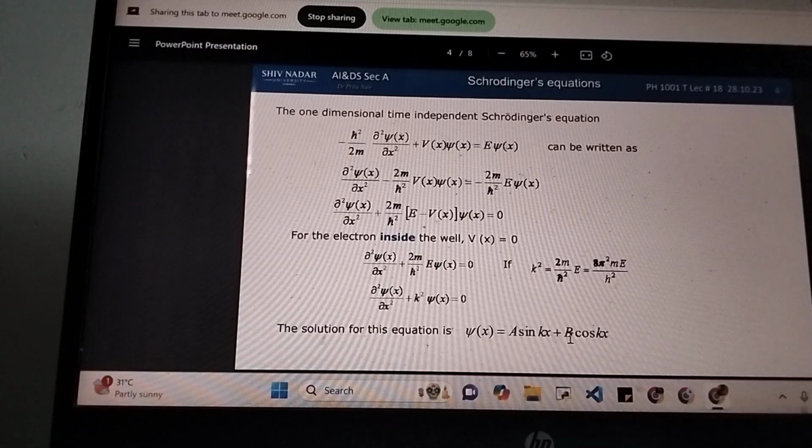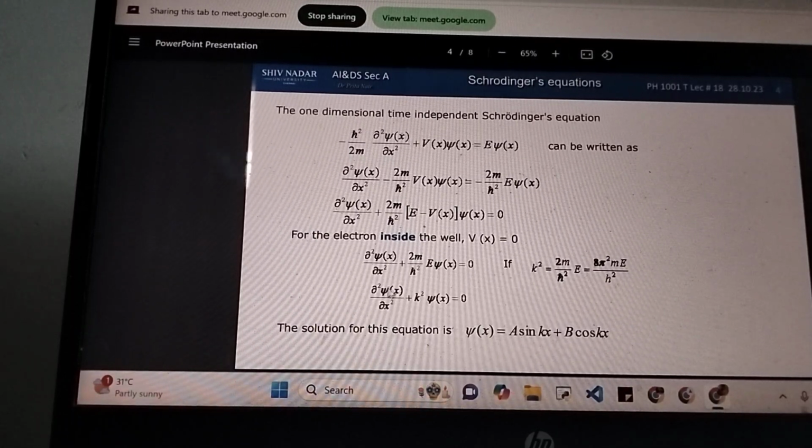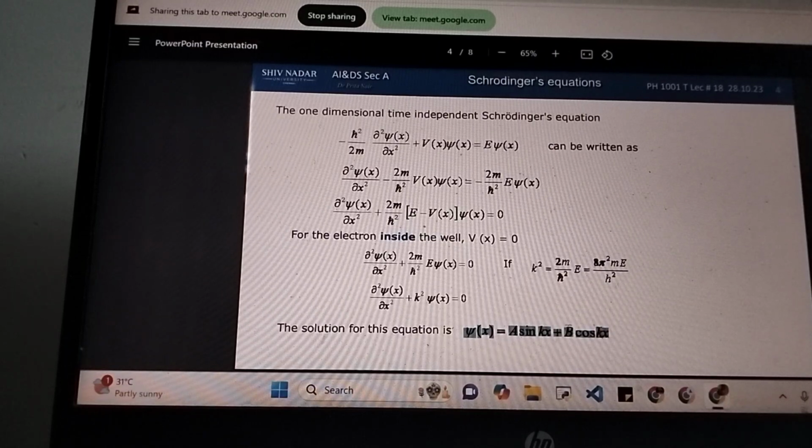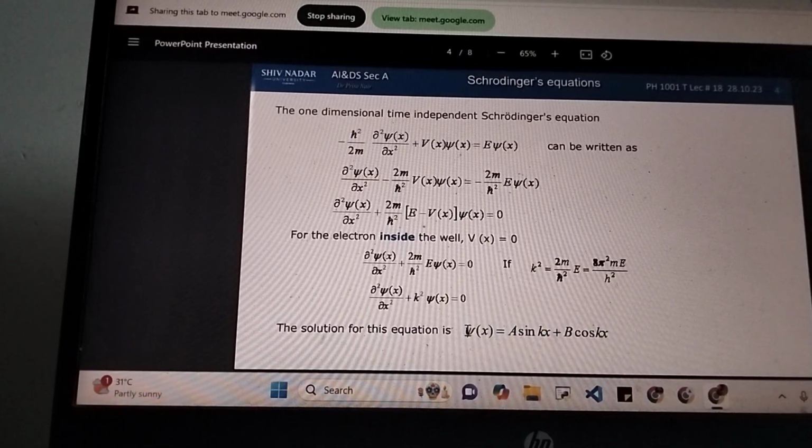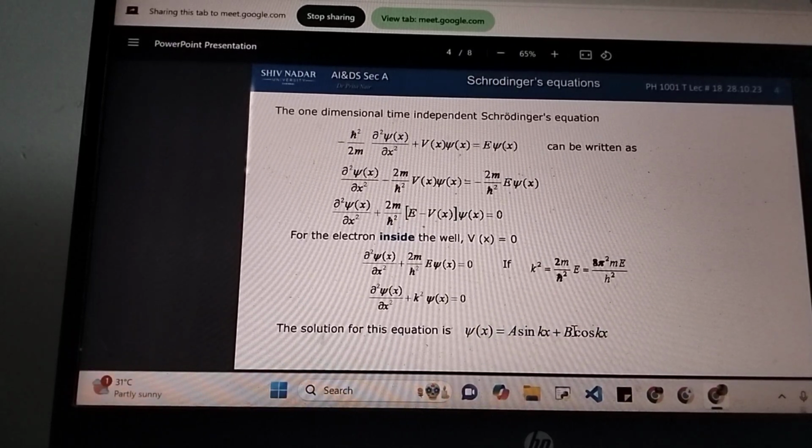When you take any other function of x, like e to the power x or x squared, some polynomial, exponential, log x, something like that, it did not satisfy this equation. Only an expression of the form a sin kx plus b cos kx was found to satisfy this condition: second derivative of the function plus k squared times the function equals 0. So now we know what our psi of x looks like: a sin kx plus b cos kx.